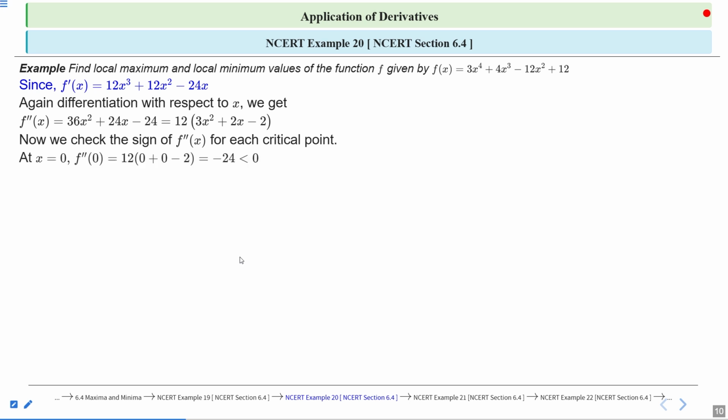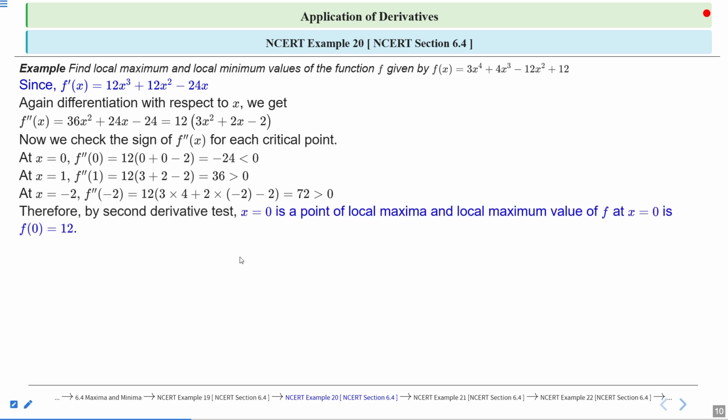At x equal to 0, f double dash 0 equals 12 into 0 plus 0 minus 2, which is equal to minus 24, which is less than 0. Now at x equal to 1, f double dash 1 equals 12 into 3 plus 2 minus 2, which is equal to 36, which is greater than 0. At x equal to minus 2, f double dash minus 2 is 12 into 12 minus 4 minus 2, which is 72, greater than 0.